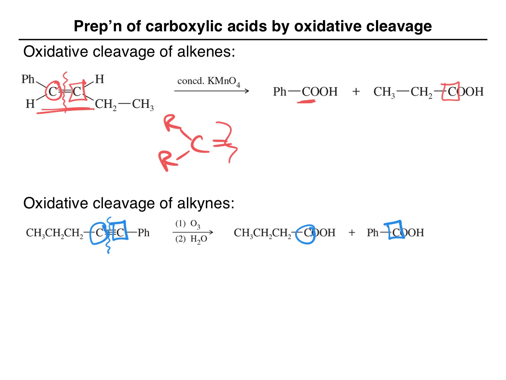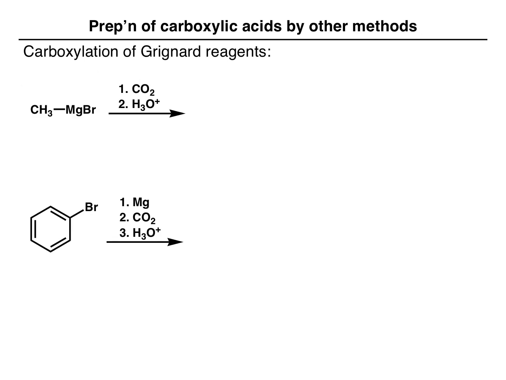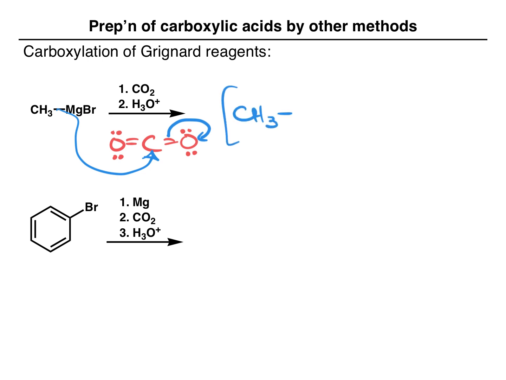Another way to prepare carboxylic acids is by the carboxylation of Grignard reagents. We've seen that Grignard reagents can act as very strong nucleophiles and add to aldehydes or ketones or esters. If a Grignard reagent is combined with carbon dioxide, this carbon is electrophilic, and so the Grignard can add to this carbon, pushing, let's say, these electrons that move over onto this oxygen. That gives us an intermediate that looks like this.